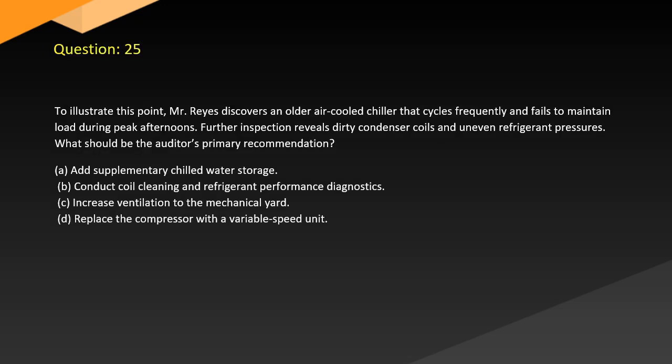Question 25. To illustrate this point, Ray discovers an older air-cooled chiller that cycles frequently and fails to maintain load during peak afternoons. Further inspection reveals dirty condenser coils and uneven refrigerant pressures. What should be the auditor's primary recommendation? A. Add supplementary chilled water storage. B. Conduct coil cleaning and refrigerant performance diagnostics. C. Increase ventilation to the mechanical yard. D. Replace the compressor with a variable speed unit.